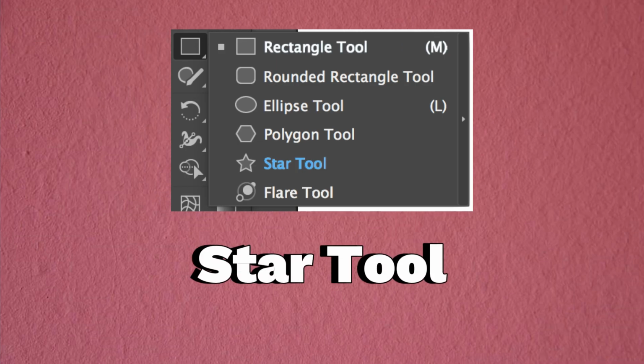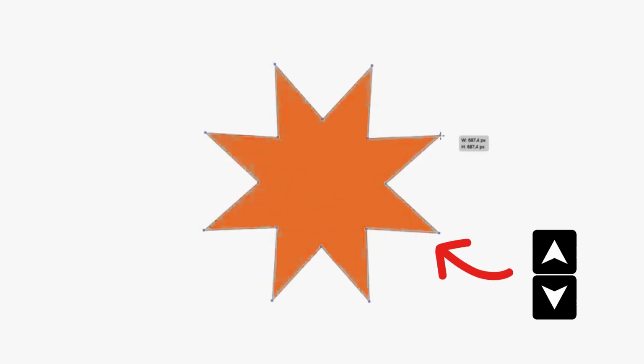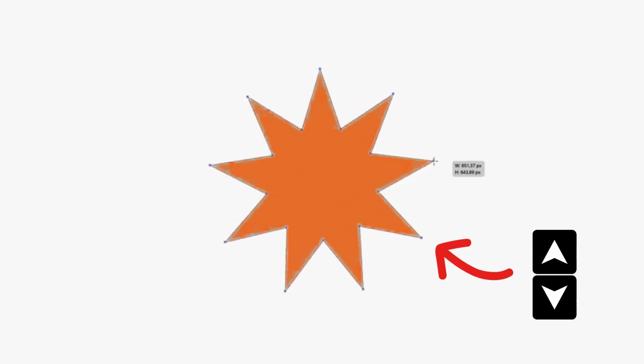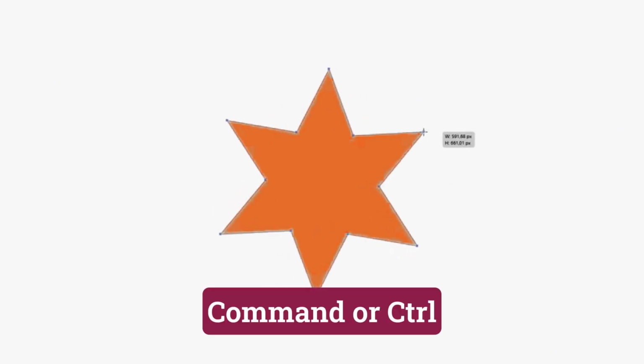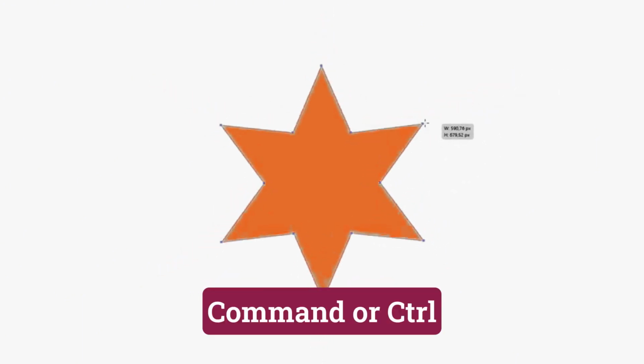The Star tool. No default shortcut. Click and drag to create a star. Use the up or down arrow keys to change the number of points. Hold Command or Control while dragging to change the size of the arms.